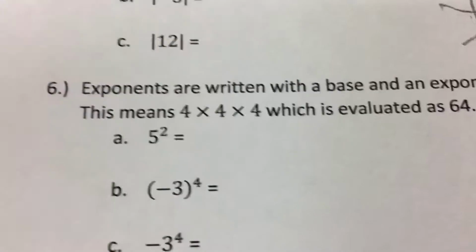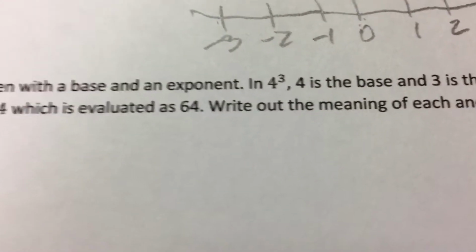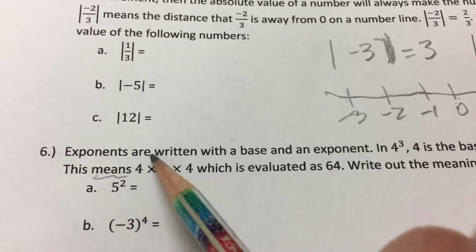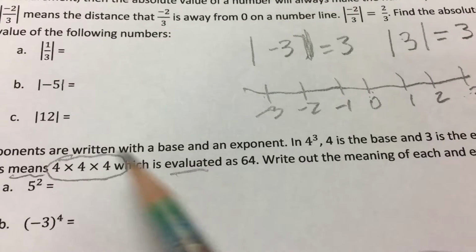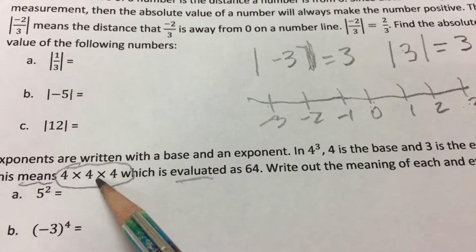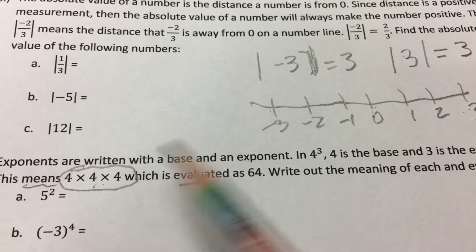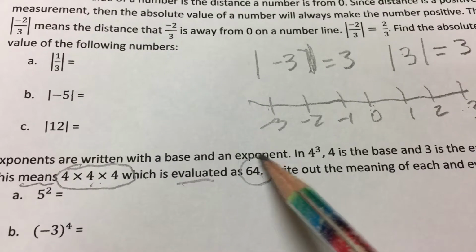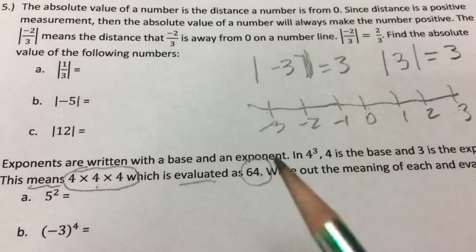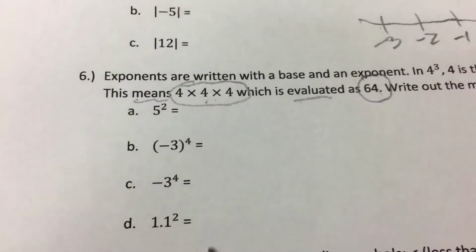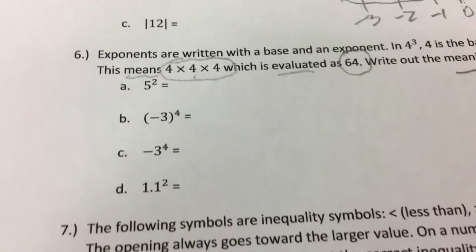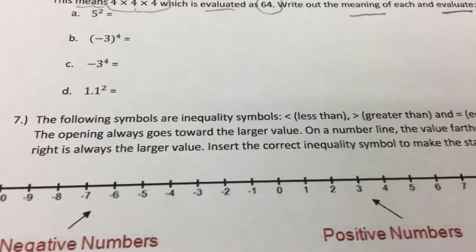If it asks you to evaluate, that means actually work it. So this would be the meaning, 4 times 4 times 4. If they asked you to evaluate, you'll actually multiply. 4 times 4 is 16. 16 times 4 would be 64. That would be the answer. And it says write out the meaning of each and evaluate. So I want you to take each one of these and write out the meaning, and then I want you to actually work it. You can use your calculator.